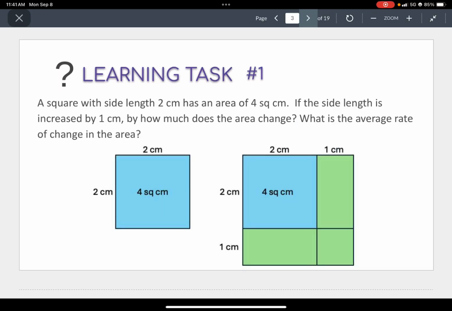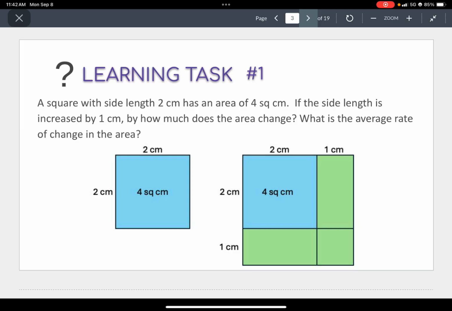Your first learning task is to consider a square with side length 2 centimeters with the area of 4 square centimeters, the square we just looked at. Our question is, if the side length is increased by 1 centimeter, by how much does the area change? And what is the average rate of change in that area?